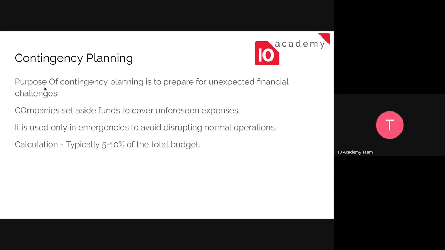Contingency planning is for preparing for unexpected financial changes or challenges, and companies set aside a contingency to cover these unforeseen expenses. It's only used in emergencies to avoid disrupting normal operations. Normally it's 5 to 10% of the total budget. After you have calculated your budget, you set aside 5 or 10% for contingencies.